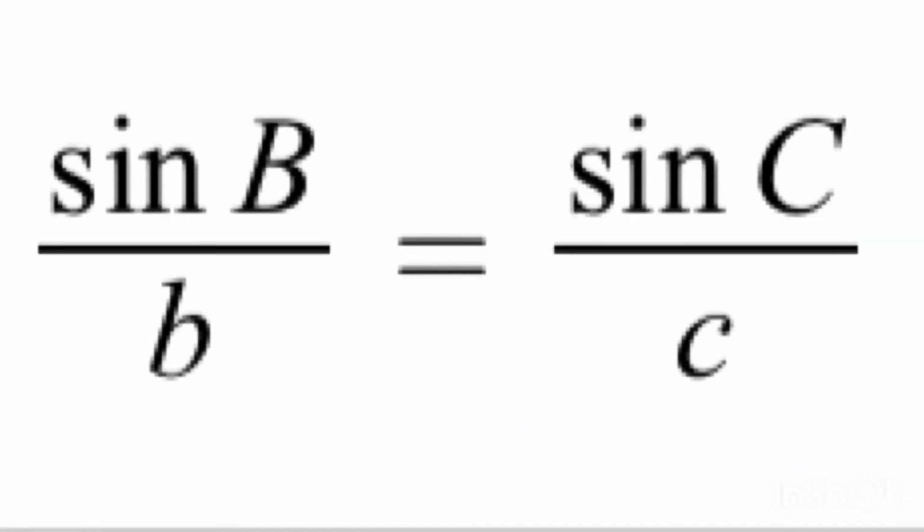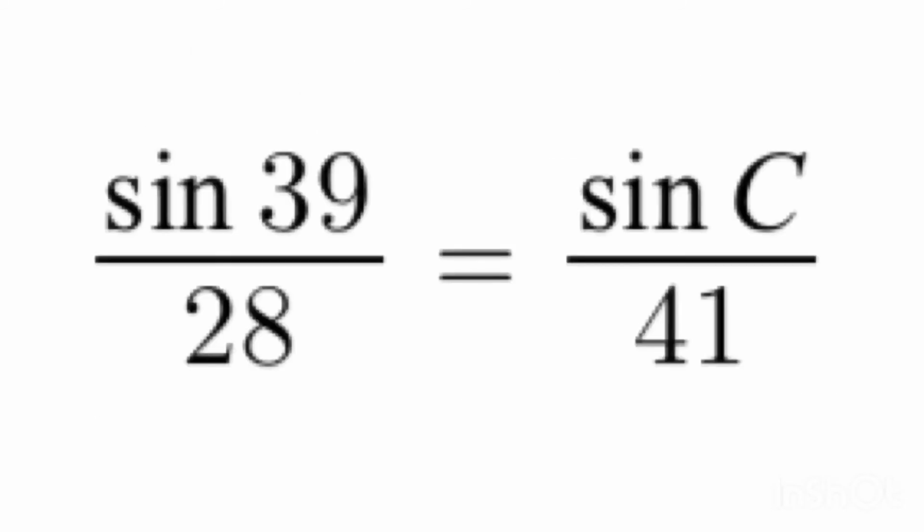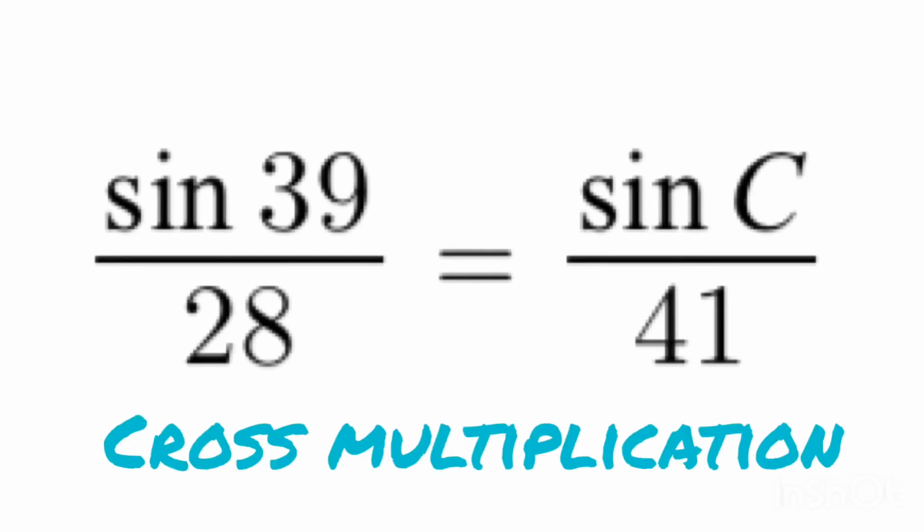The first thing we want to do here is set up our equation using the pairs that we chose. Then we'll actually plug in the given information that we already have. Since we were given angle B, side B, and side C, we can go ahead and plug those into our equation and begin to solve for angle C. Once we plug in our known values into the law of sines, we'll end up with an equation that looks like this. And if you remember, when we have 2 fractions and we're setting them equal to each other, we can solve them using cross multiplication.